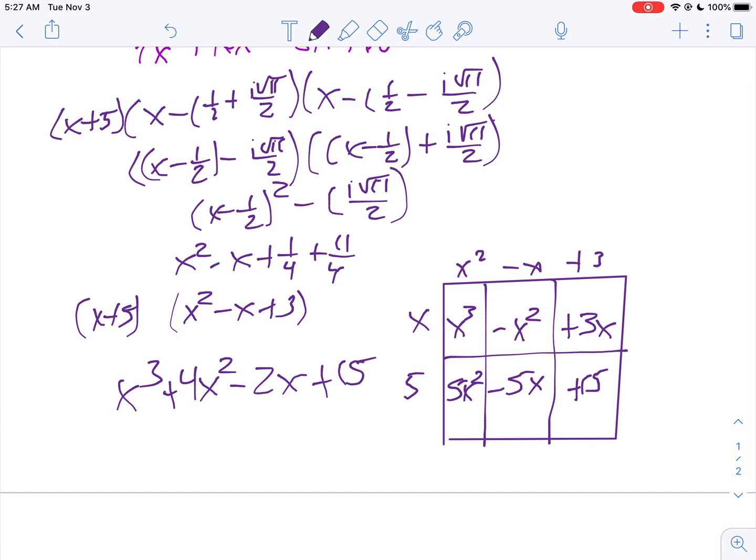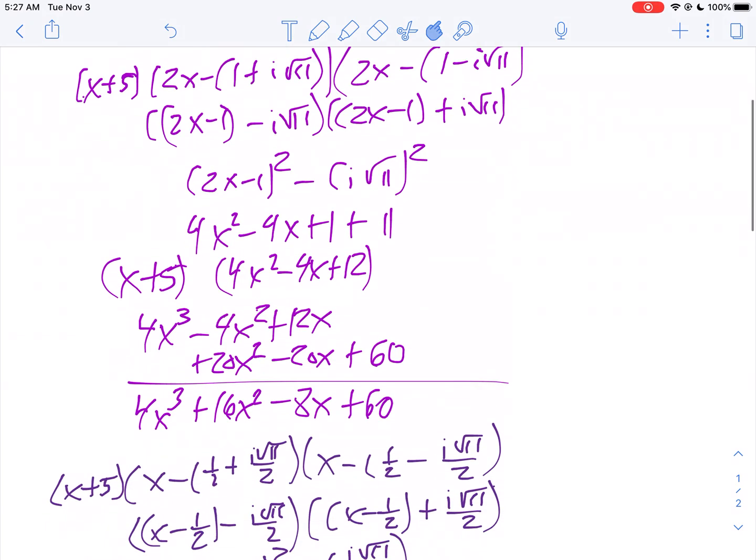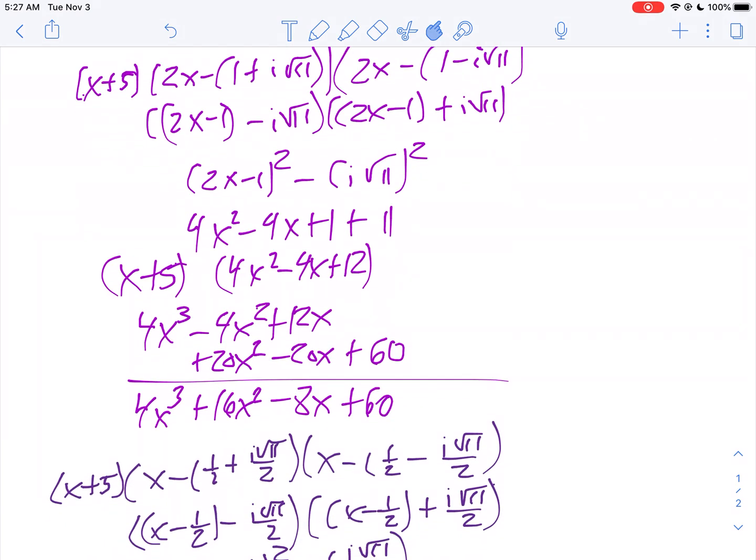Both of them are correct. It's just one is multiplied by 4. I like the first one better, to tell you the truth, because we didn't have to work with all those fractions. But you can do it either way. And hopefully now you see that what we did yesterday was correct. I just didn't realize it at the time.